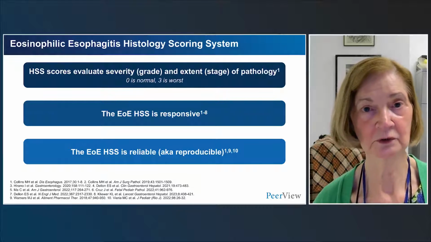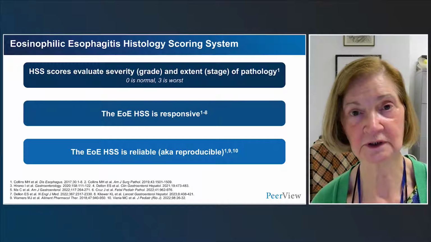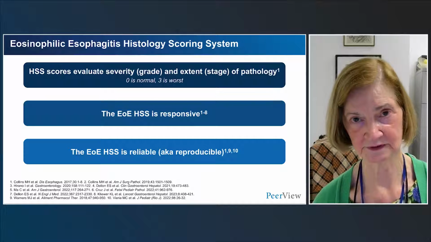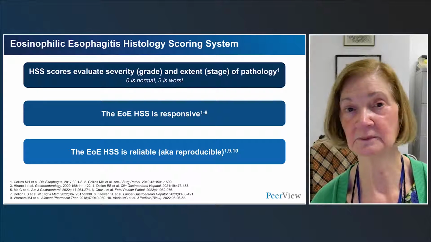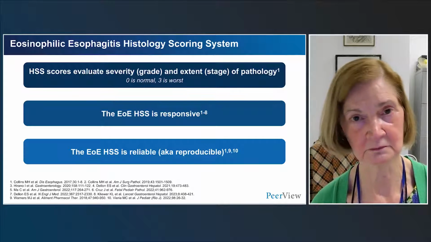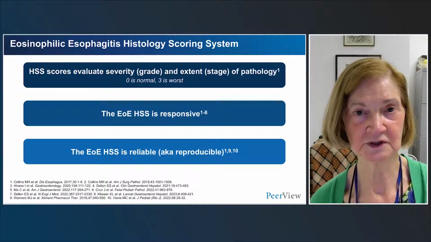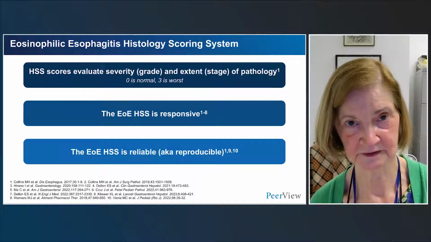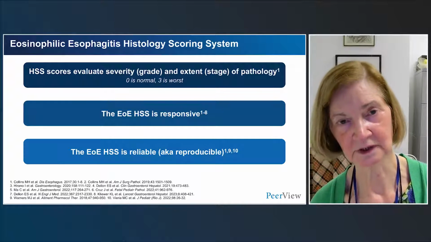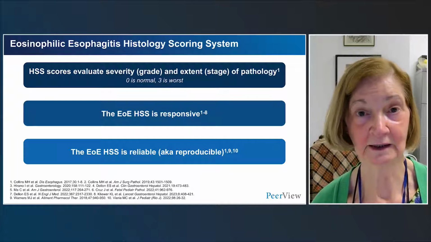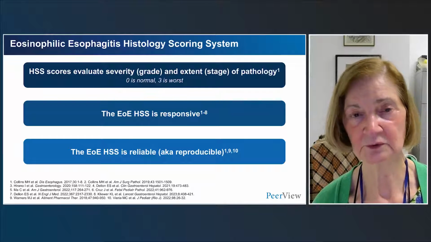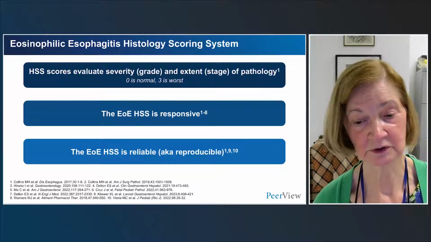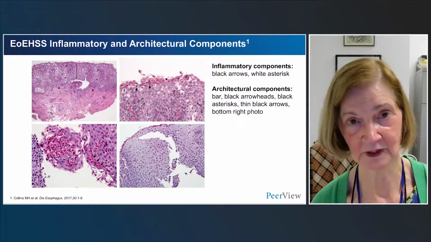So, someone who has not ever been treated for EoE, we establish the diagnosis. They're given a therapeutic intervention. When they return, they say they're feeling much, much better. Their symptoms are much reduced. The EoE HSS score is less, so it's responsive. You can count on it to aid with the evaluation of the clinical setting. It's also reliable or reproducible. It can be used by any pathologist.